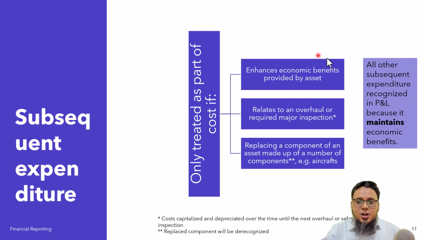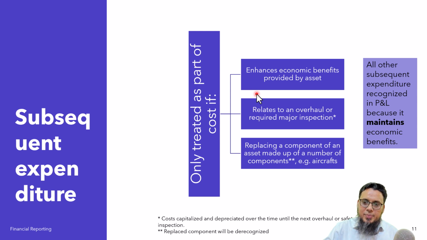It enhances economic benefits provided by the asset. Okay, so we have talked about economic benefits provided by assets. Whenever we are talking about an asset, we are talking about certain economic benefit that we expect to flow from that asset, from the use of that asset or from the asset directly. Whatever this expenditure is, either it's enhancing the economic benefits provided by an asset. For example, if I have an uninterrupted power supply system, it has a battery which provides me a backup of 5 hours. I'm incurring another expenditure which increases my 5-hour backup to 7 hours backup. Now that has enhanced the economic benefit that is provided by this asset.